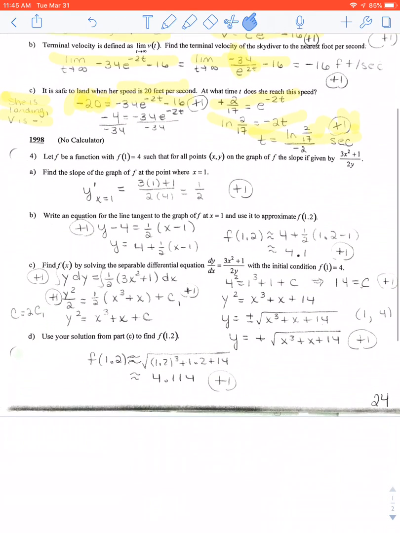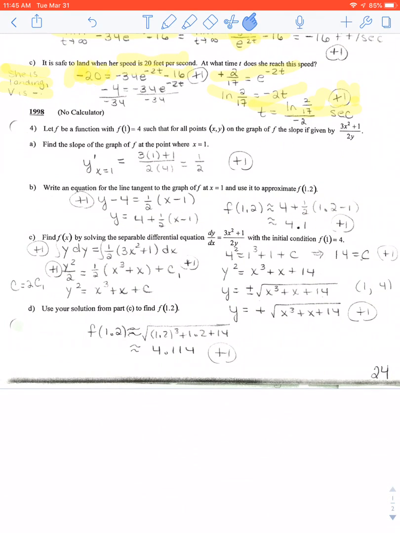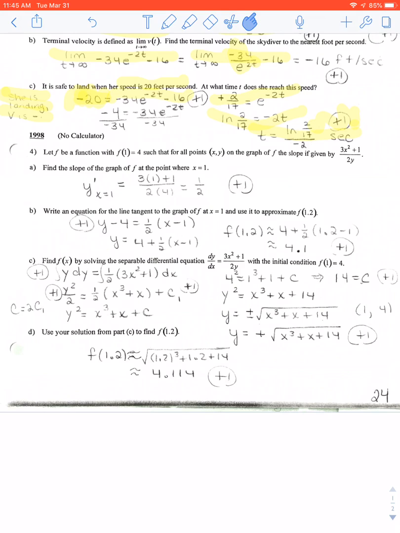And then for number 4, this one's a good one in understanding the difference between just the slope and solving a differential equation. Part A wants the slope of the graph at x is 1, which means we're going to find the derivative at x equal 1. They gave us the derivative because derivative means slope. So all we're going to do is plug in x is 1 and get a half. You get a point for that part.